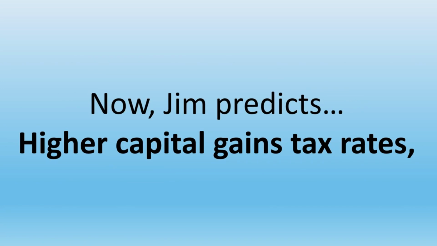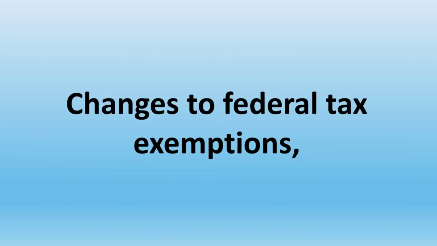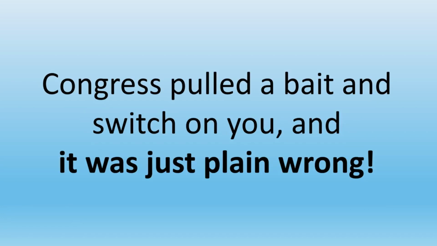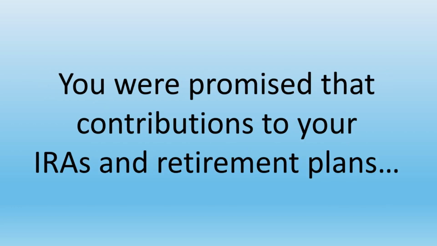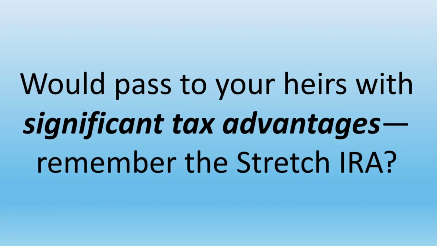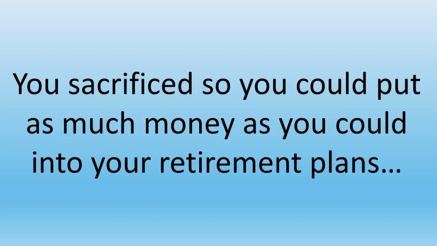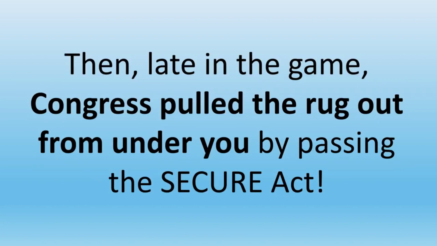Now Jim predicts higher capital gains tax rates, changes to federal tax exemptions, elimination of step-up in basis rules, and estate tax increases. Congress pulled a bait and switch on you, and it was just plain wrong. You were promised that contributions to your IRAs and retirement plans would pass to your heirs with significant tax advantages. Remember the stretch IRA? Because you're fiscally responsible, you acted on that promise. You sacrificed so you could put as much money as you could into your retirement plans. Then, late in the game, Congress pulled the rug out from under you by passing the Secure Act.